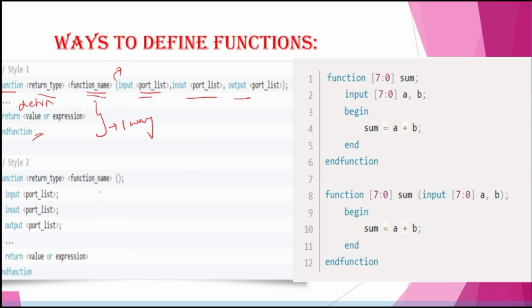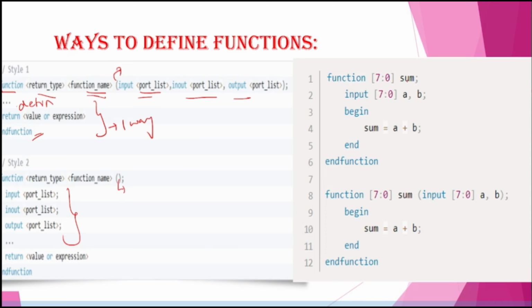During the module declaration, you can either mention the input ports list within the parenthesis where you are declaring it, or you can declare them inside the module. Similarly, you can declare the ports list either within the parenthesis, or you can just close the parenthesis and declare them inside the function. Okay, so this is how it is.